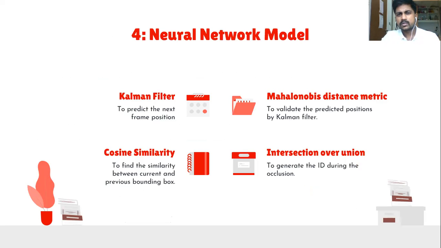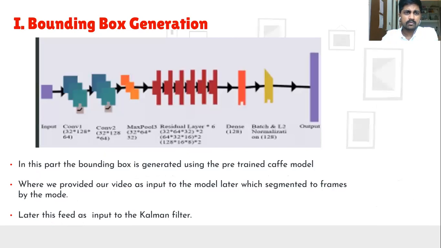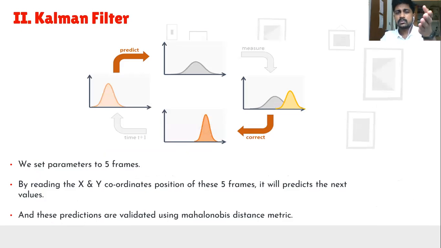Let's see about our neural network model. What we did is we created one video, and from this video we took frame samples of five frames. Let's see the flow: Kalman filter, then Mahalanobis, then cosine similarity, and finally intersection over union. Let's see how the video goes through the Kalman filter. We sample into five frames. After generating the bounding box from the Caffe model, we send it to the Kalman filter. From the inputs of these five frames, the x and y coordinates of the next two frames will be generated by the Kalman filter.